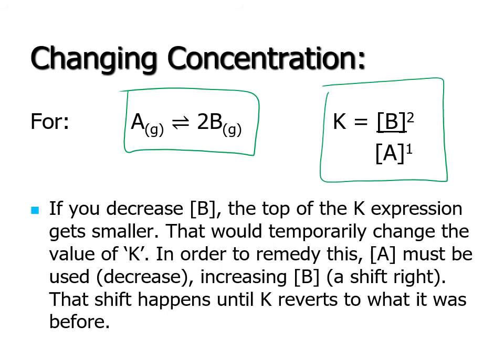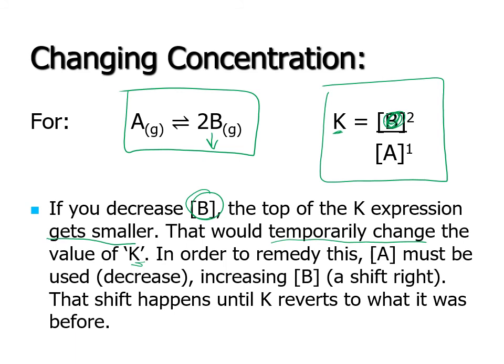If we decrease the concentration of B, so if we bring the concentration of B down, what we're going to see is that in our K expression, this value up here, the numerator, is going to get smaller. But remember, the K has to be the same, right? We're not changing temperature, so K has to be the same. So if we make the numerator smaller, that's going to temporarily change K. But we've got to reestablish equilibrium, and K's got to be back to what it was before. So in order to remedy this, A must be decreased.